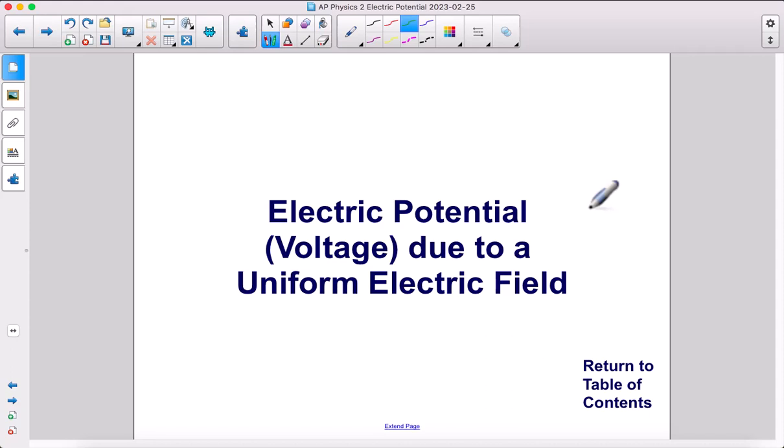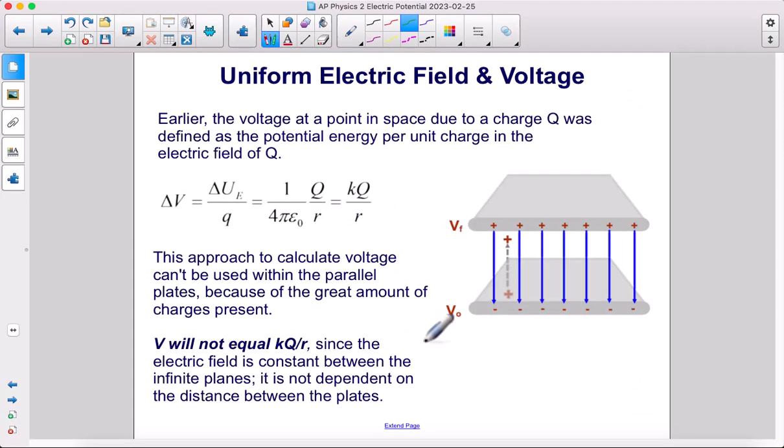Electric potential, or voltage, due to a uniform electric field. Earlier, the voltage at a point in space due to a charge Q was defined as the potential energy per unit charge in the electric field of Q. So we had kQ over r.